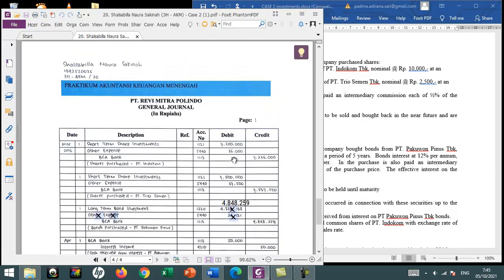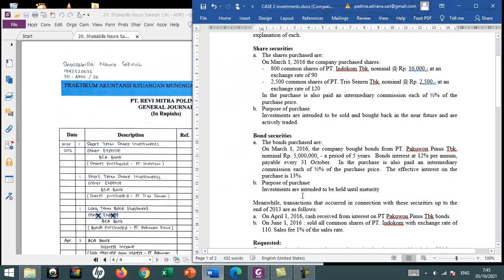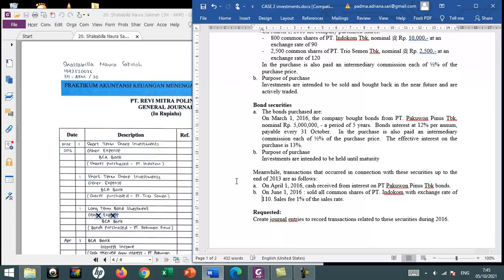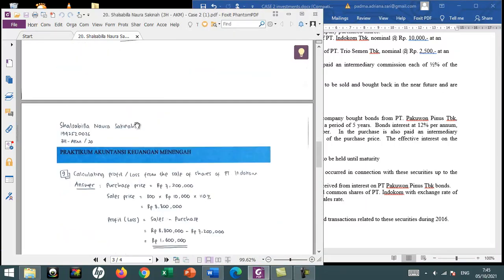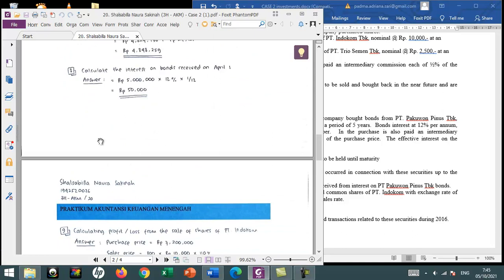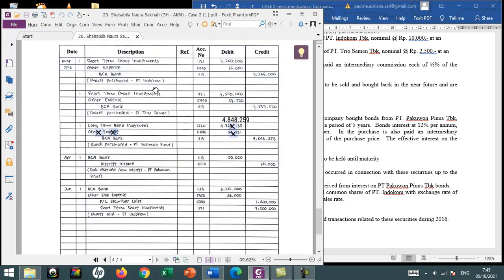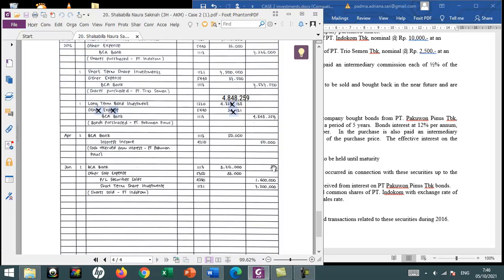Okay, after that we need to record the cash received transaction from interest. Okay, we already count here. You already counted here. 50,000 rupiah. So BCA Bank and interest income, because the company received money 50,000 from interest income. So the credit is interest income.